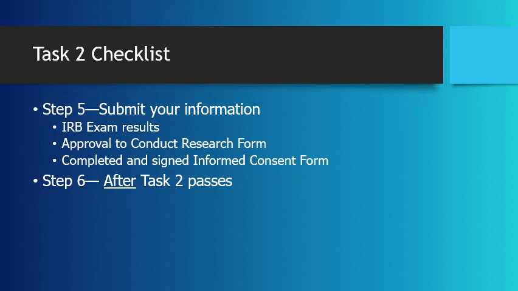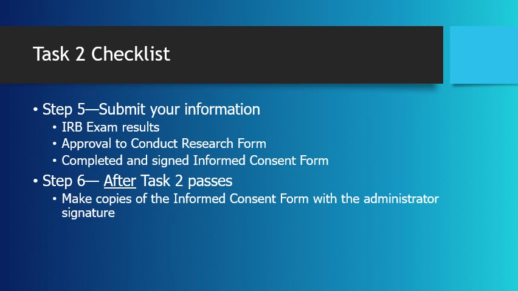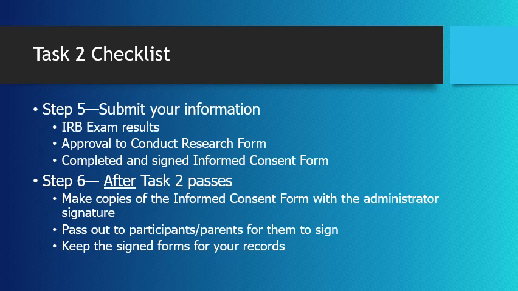Now, after Task 2 passes, here's step 6. Make copies of the informed consent form with the administrator's signature. Pass those out to either the participants or the parents, depending on who you're doing your research with. Keep the signed forms for your own records. You will not be submitting any forms signed by the participants or their parents as part of your capstone paper. You're going to keep those for your own records.